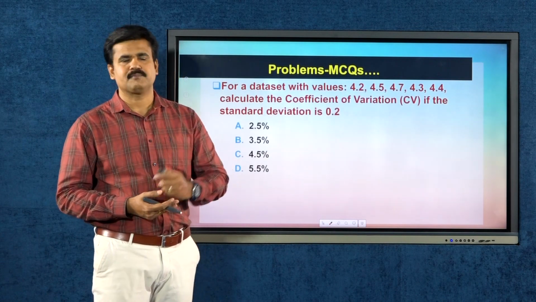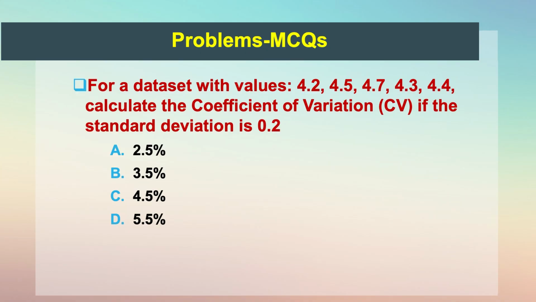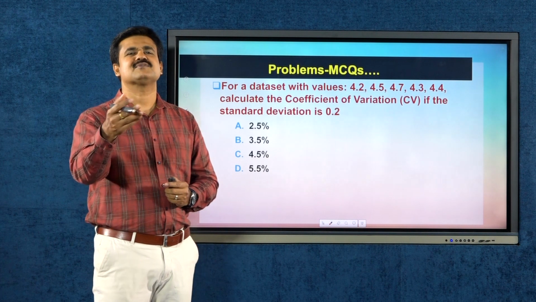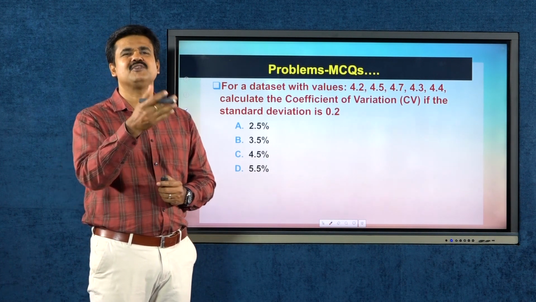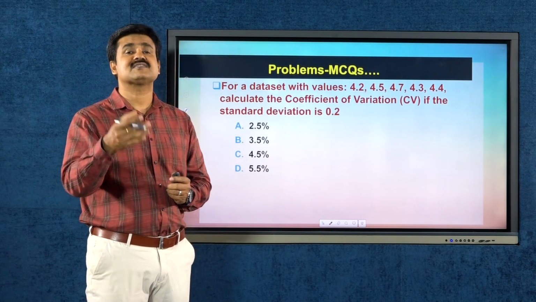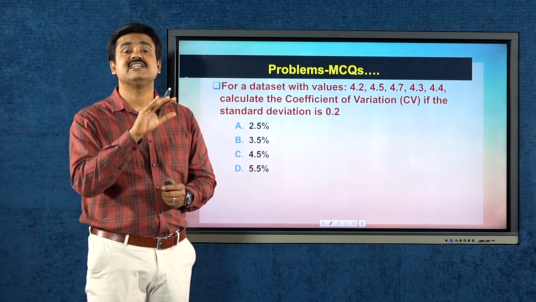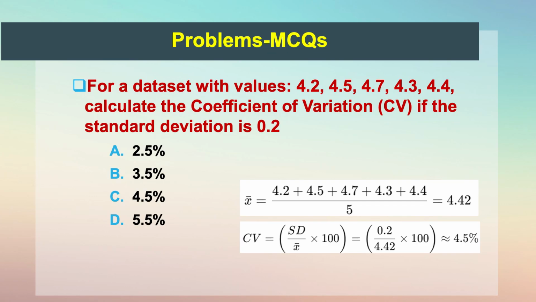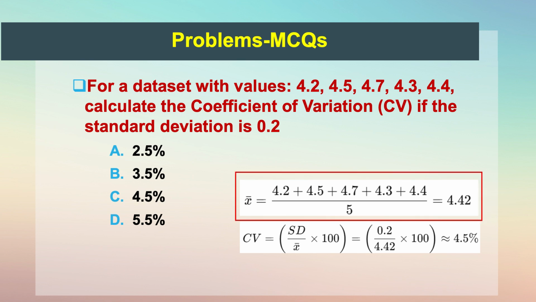Now, another problem. For a data set with values 4.2, 4.5, 4.7, 4.3 and 4.4, calculate the coefficient of variation, CV, if the standard deviation is 0.2. In order to get to the answer, you have to proceed in some systematic steps. You have to pick the answer from these options, but you have to proceed in a systematic way. First of all, you have to calculate the mean of this set of samples. You add the values together and divide by the total number of measurements, that is 5. So, you got the mean x bar as 4.42.